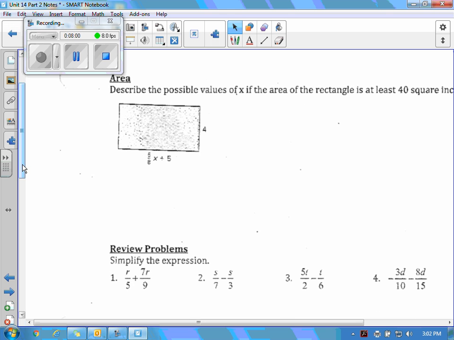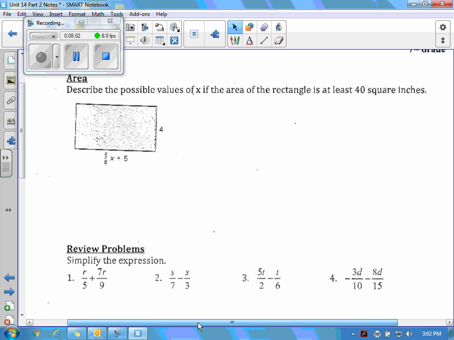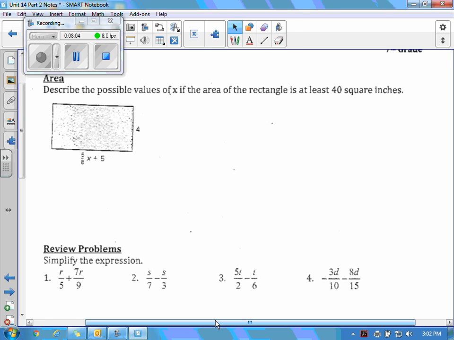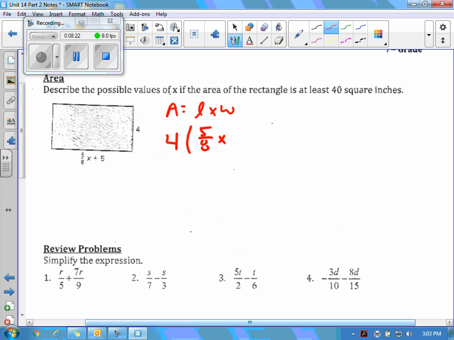On the back side, we have an area problem here. It says describe the possible values of x if the area of the rectangle is at least 40 square inches. So just as a reminder, find the area of the rectangle. I'm doing length times width. So in this case, that means I'm doing 4 times 5/8 x plus 5. And it says at least 40 square inches, which means it's got to be greater than or equal to 40, because 40 is the lowest number it can be.